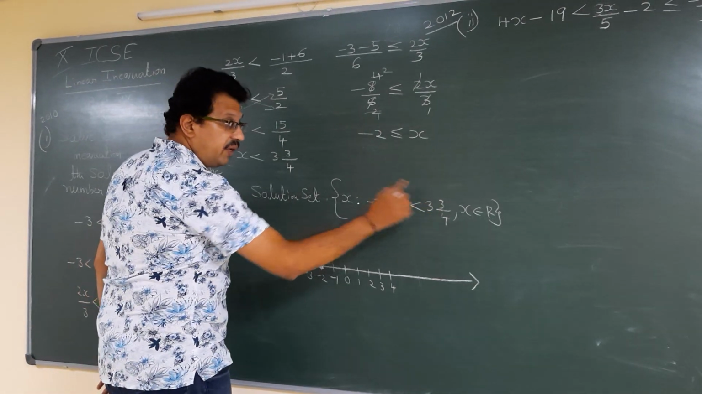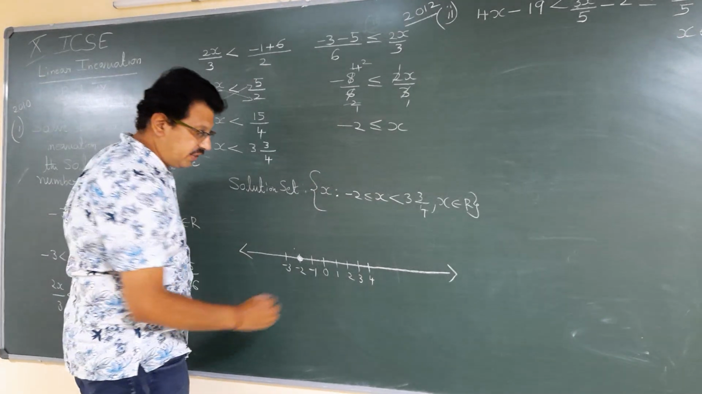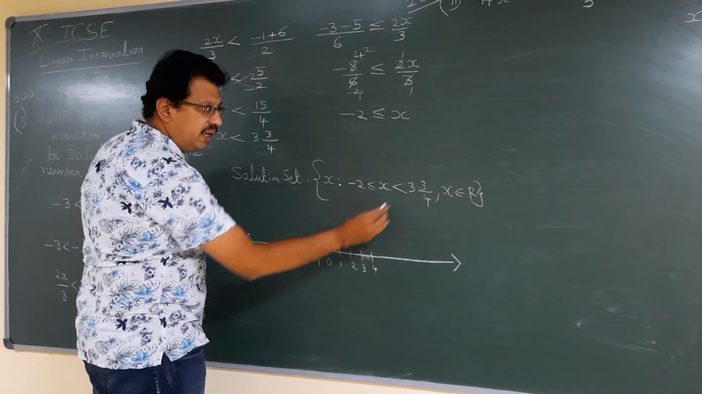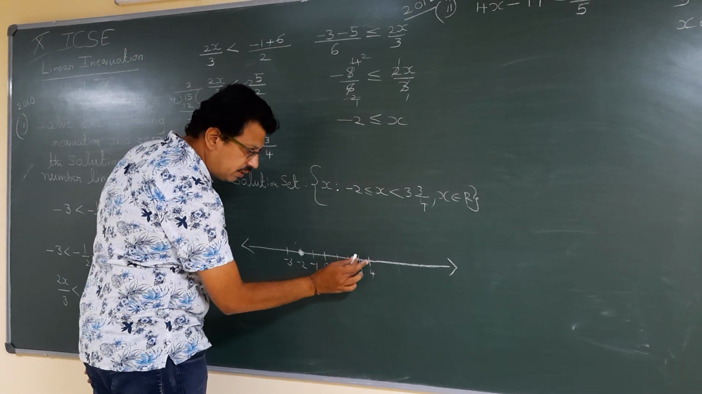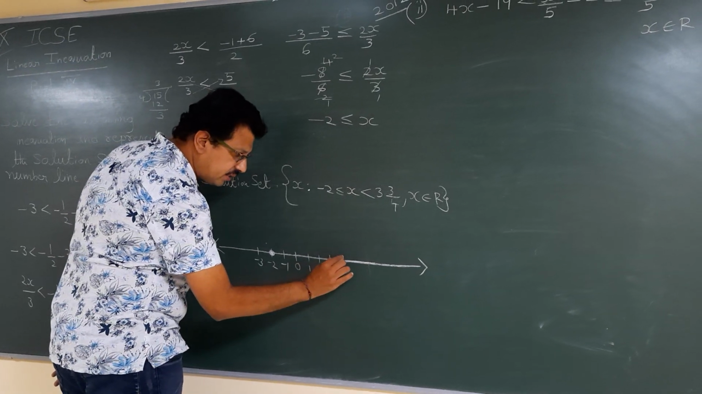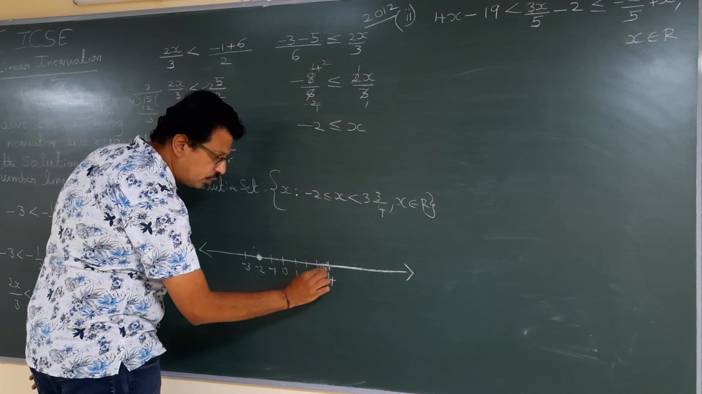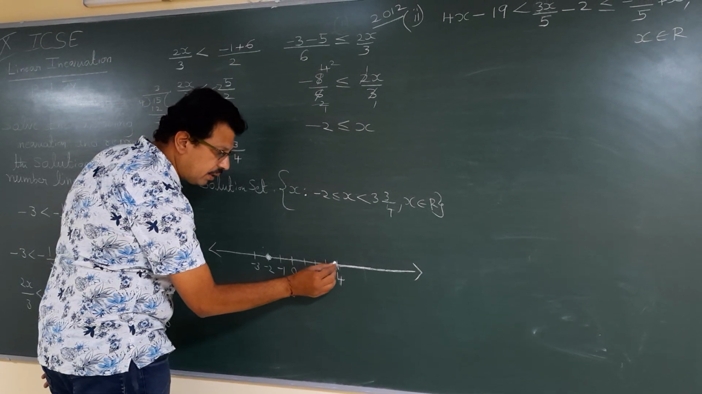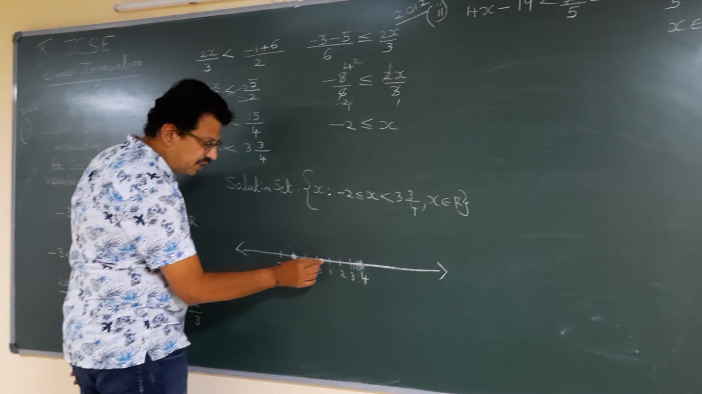And here 3 by 4. 3 by 4 means between 3 and 4 we have to make parts like 1, 2, 3 and 4th part. It is 3 by 4, so it is the third part. So third part you have to put. So you have to be very clear with this number line while writing it. So it is 1, 2, 3. So a hollow circle has to be written, because that is not included in this. So you have to be very clear between these two equations.